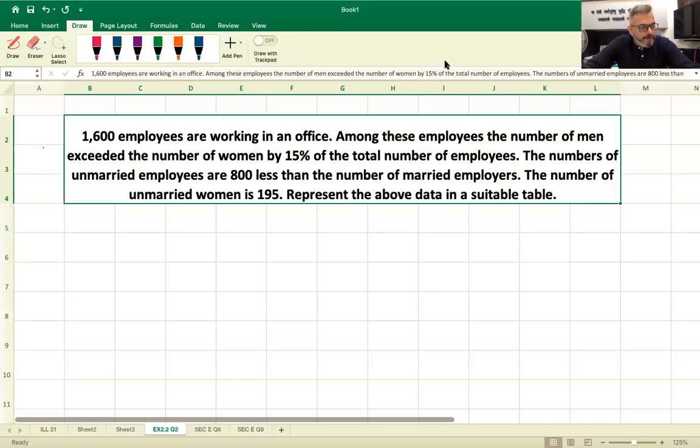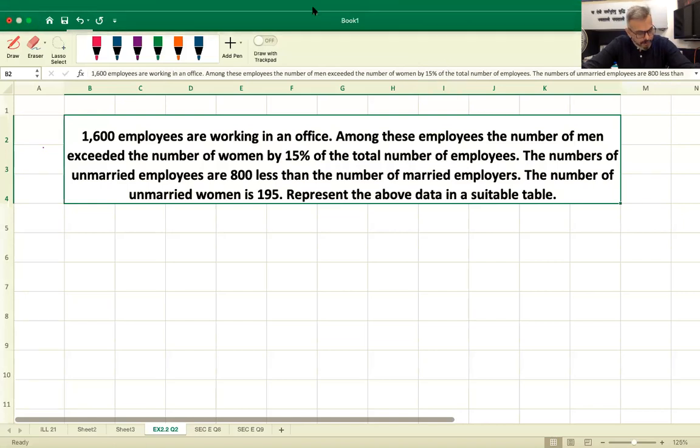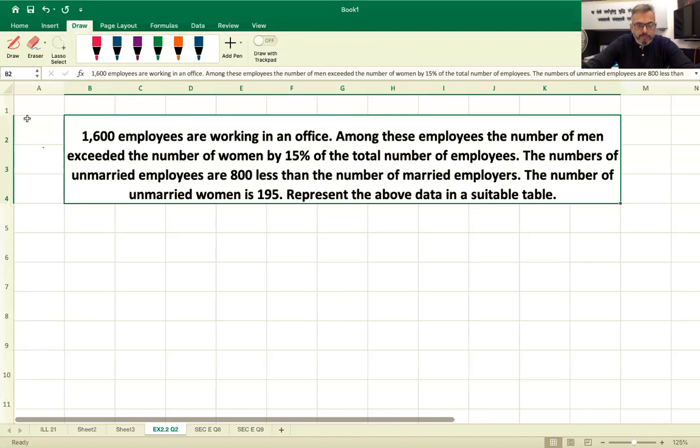Okay, so we will be doing exercise 2.2, page number 42, question number 2. Okay, let's read the question.